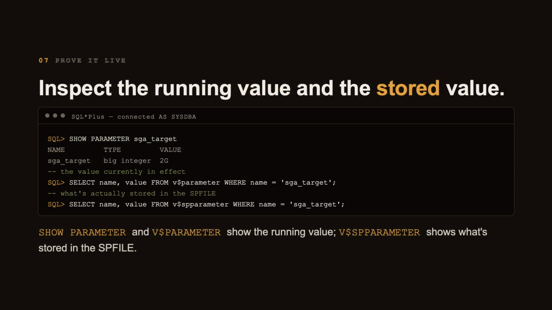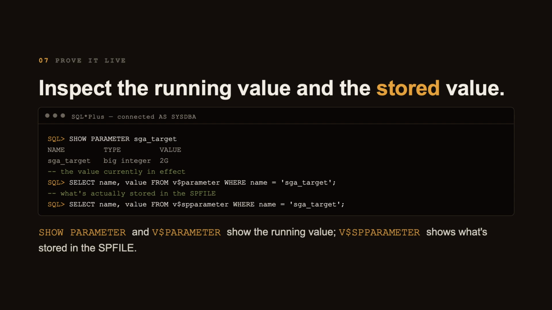Time to prove it. You inspect parameters two ways, and the difference matters. To see the value currently in effect, you use SHOW PARAMETER with the name in SQL*Plus, or you query V$PARAMETER. But to see what's actually written in the SPFILE, which might be different if you use scope equals memory, you query V$SPPARAMETER.